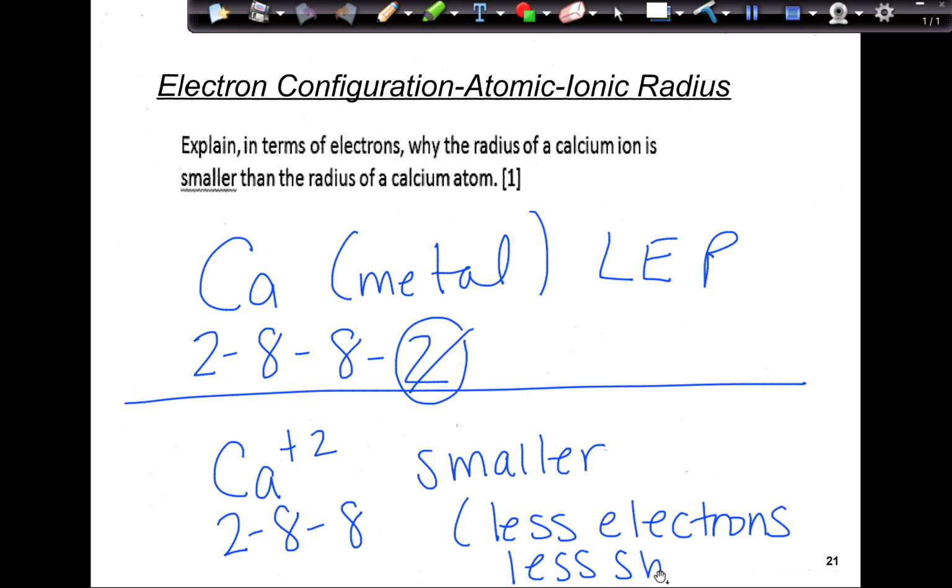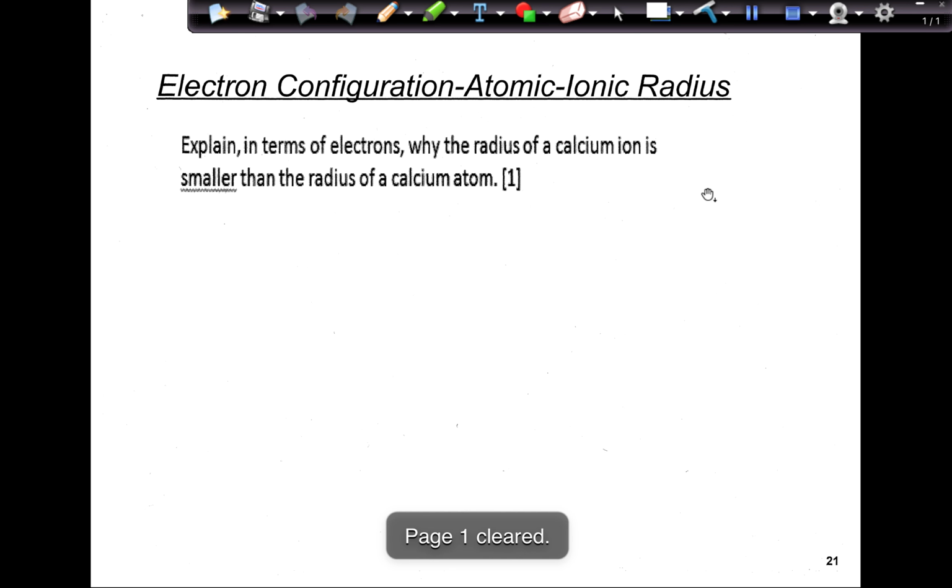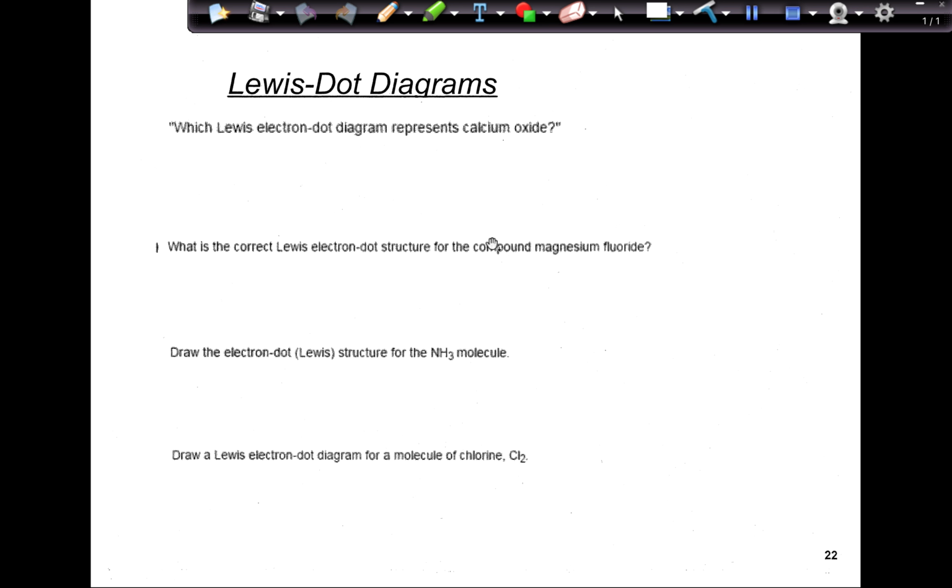because it has less electrons and less shells of electrons. You would have the opposite situation for a nonmetal. Nonmetals gain electrons and their ions are going to be larger.